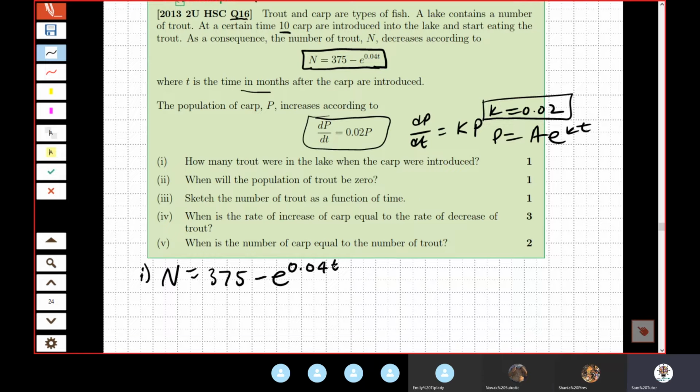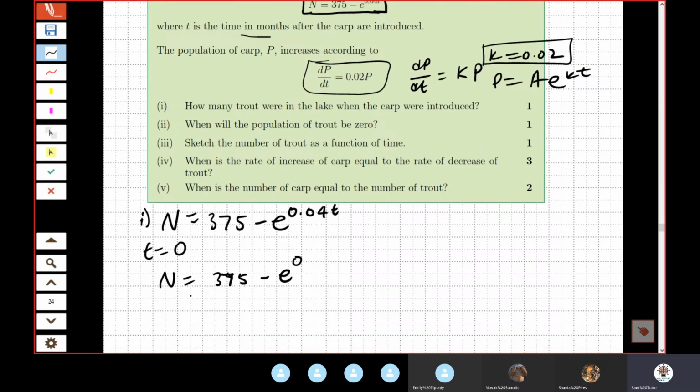What would time be when the carp were introduced? Time is 0. Simple. Don't overthink it. Initially, beginning, introduced, it just means time is 0. So N equals 375 minus e to the power of 0. What's the answer? Be careful. 375 minus 1. Beautiful. 374. Done. That's how many trout were in the lake when the carp were introduced.